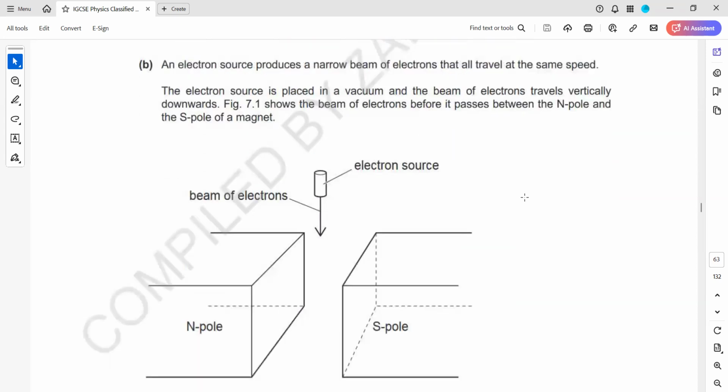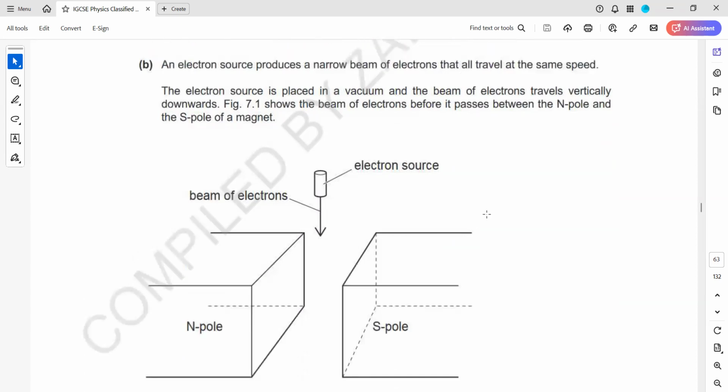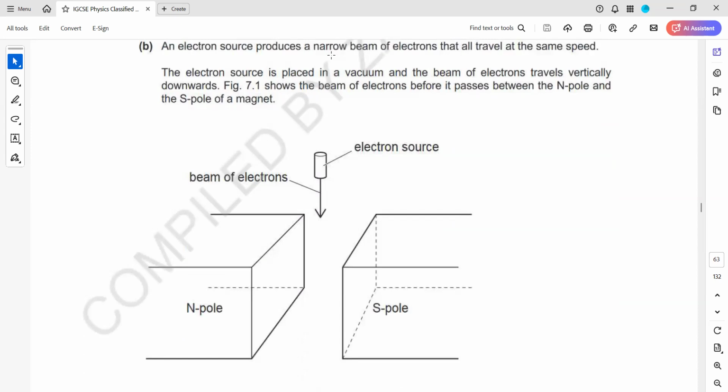This is classified paper 4, electricity and magnetism. An electron source produces a narrow beam of electrons that all travel at the same speed. The electron source is placed in a vacuum and the beam of electrons travels vertically downward. The beam of electrons before it passes between the north and the south pole is shown.